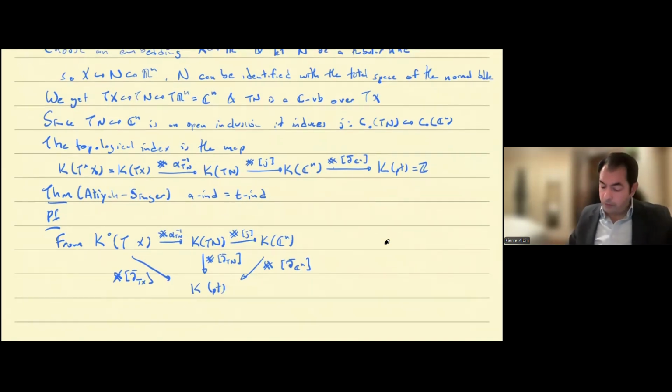So from here, we see that the topological index takes a class and multiplies it with the Dolbeault operator on TX, but we saw from Kasparov's theorem that that is also equal to the analytic index.